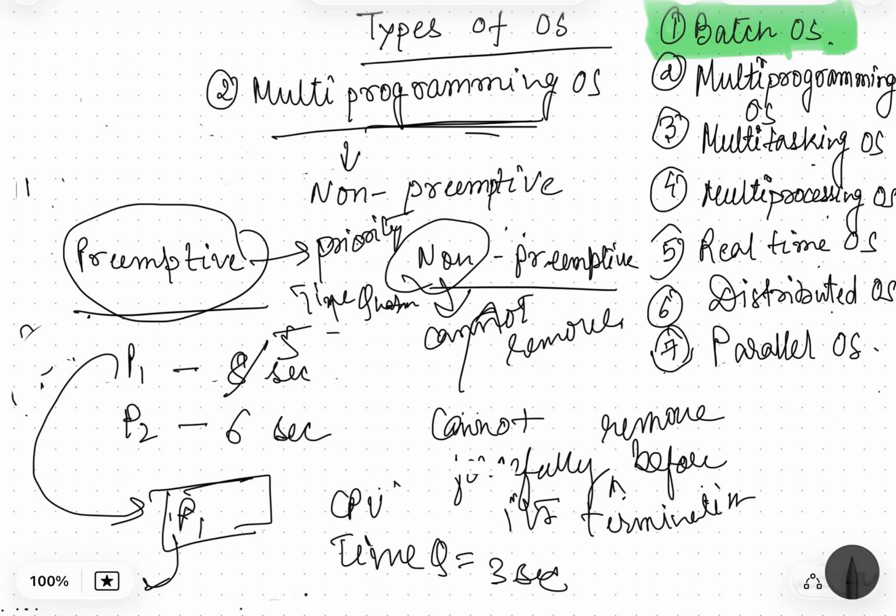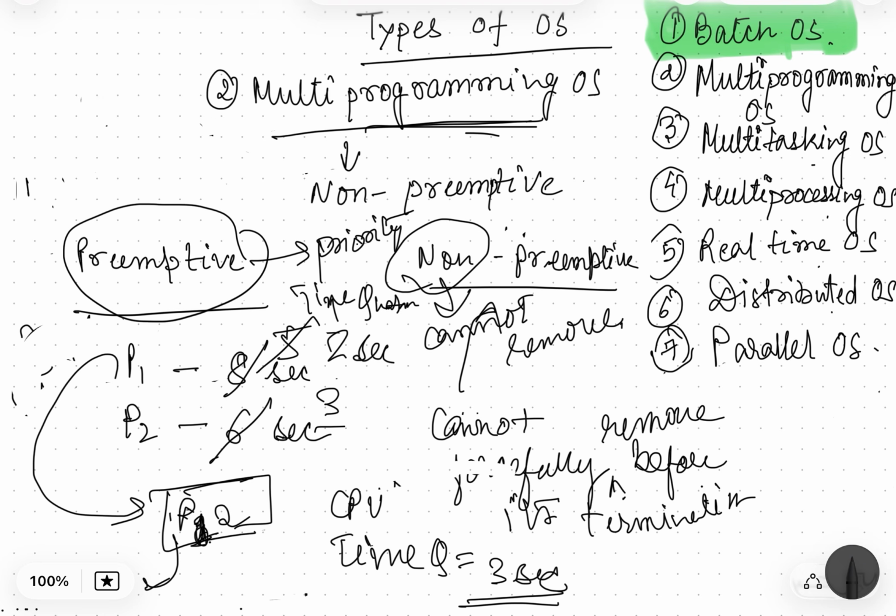Next, what happens? P2 gets the CPU. It is executed for 3 seconds, and then after 3 seconds P2 is again removed from the CPU, and again P1 gets the CPU and P1 runs for 3 seconds. Now again 2 seconds are left for P1. After 3 seconds P1 leaves the CPU and P2 enters the CPU again.